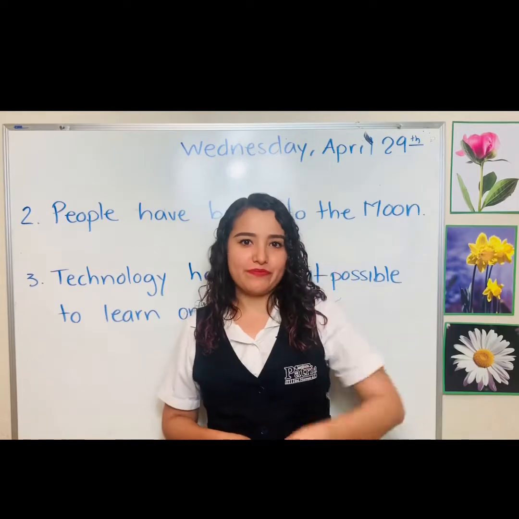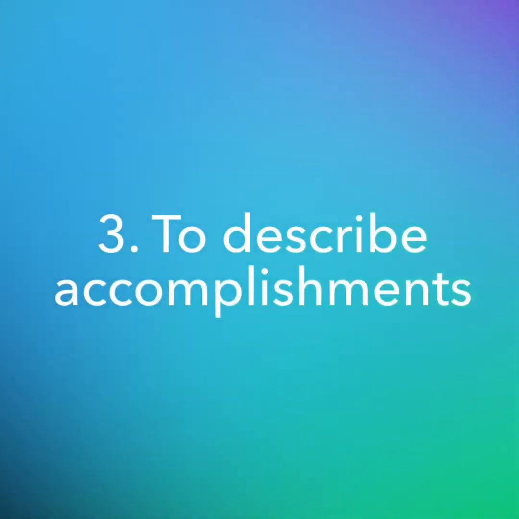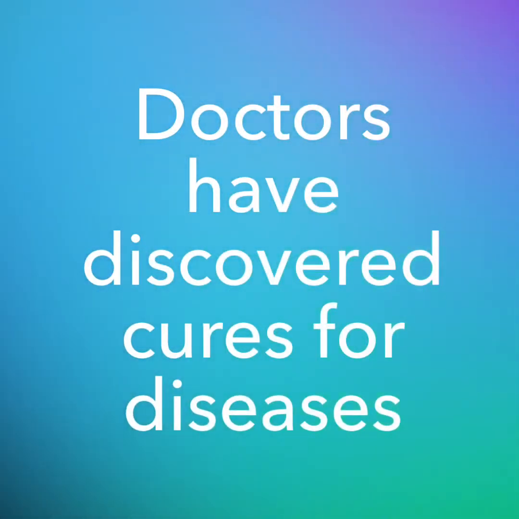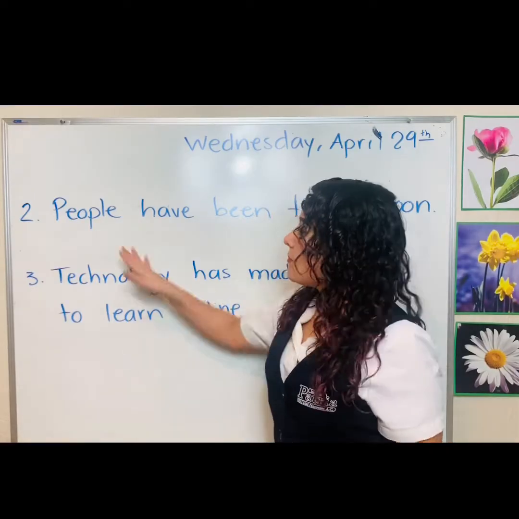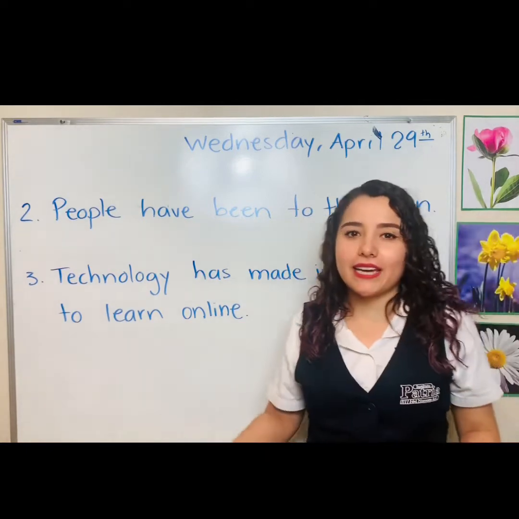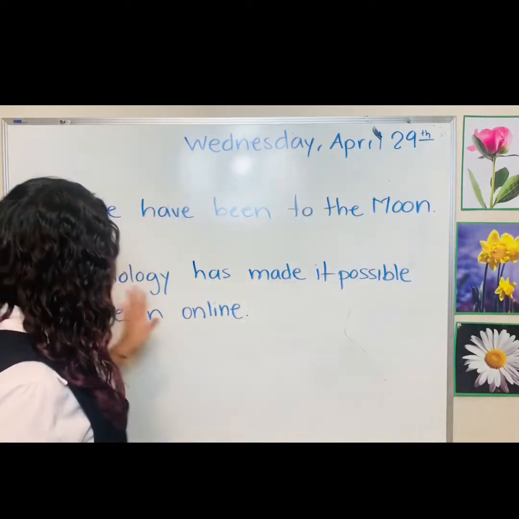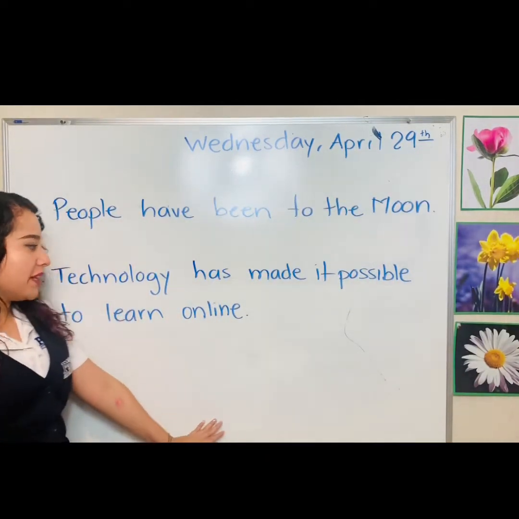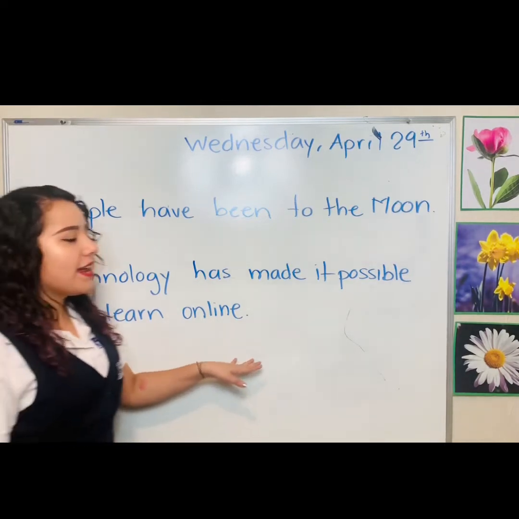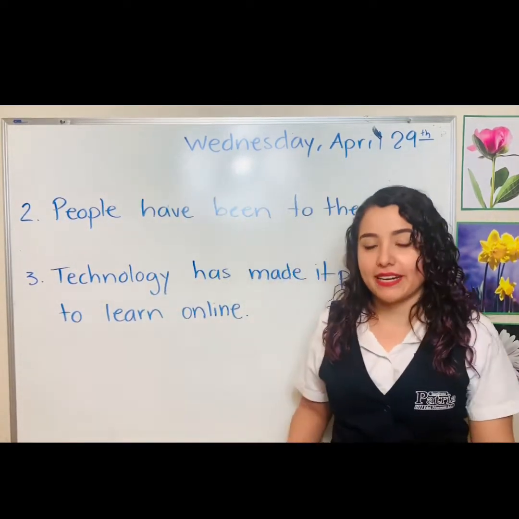Number three, to describe accomplishments. Doctors have discovered cures for diseases, which in Spanish it means los doctores han encontrado curas para enfermedades. Another example, it will be, people have been to the moon. La gente ha ido a la luna. And on the other one, technology has made it possible to learn online. La tecnología ha hecho posible aprender en línea.